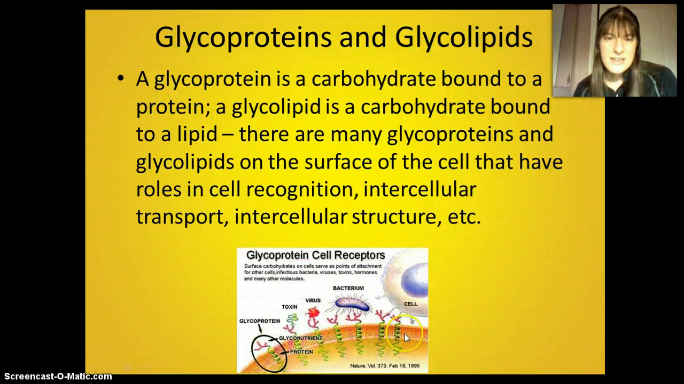Down here, there's a little bit of an image of what it might look like. For example, here's a protein. On the end of the protein, there is a glycoprotein, or there's carbohydrate bit right here. That's going to allow things like recognizing toxins, recognizing viruses, recognizing bacteria, etc.